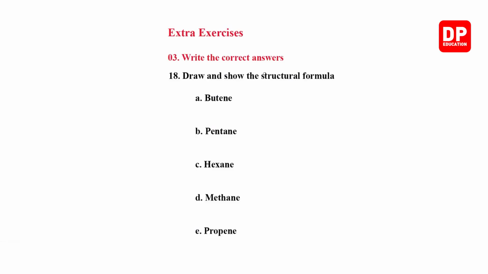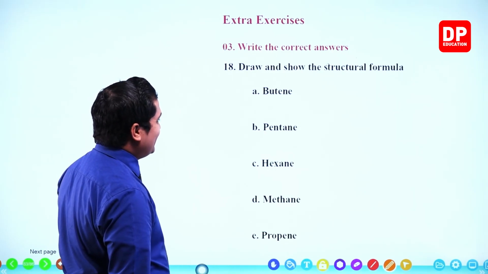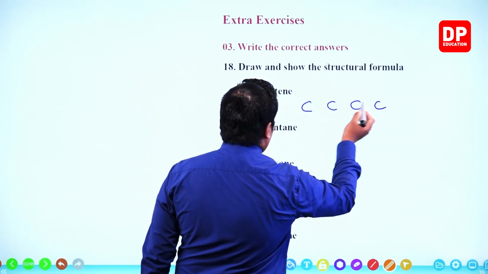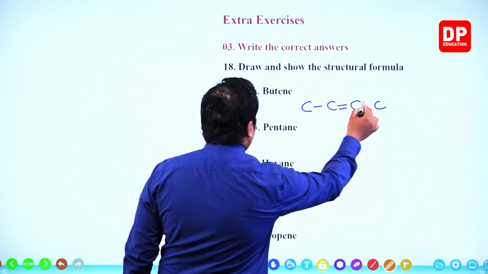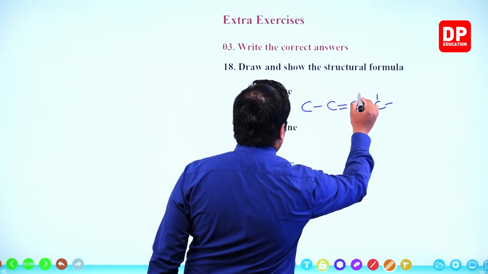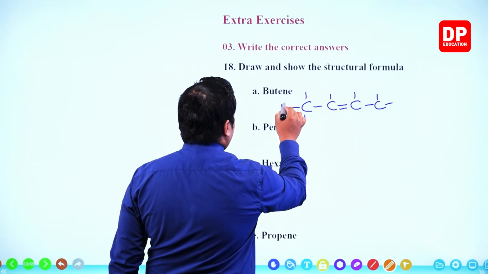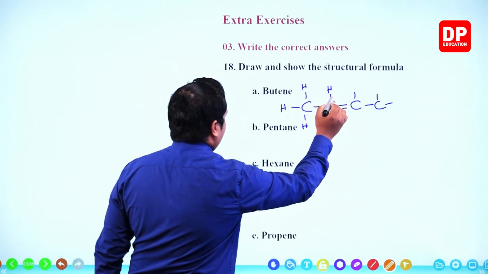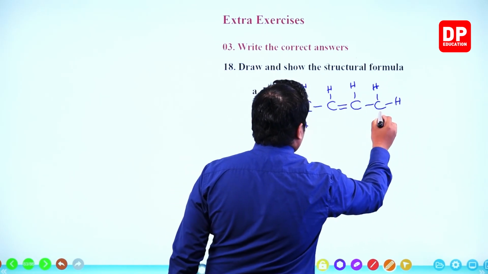Right, then the next question: draw and show the structural formula. Butene. But means there are 4, 1, 2, 3, 4. Ene means there should be a double bond. And now complete all the others by using single bonds. 1, 2, 3, 4, 5, 6, 7, 8.